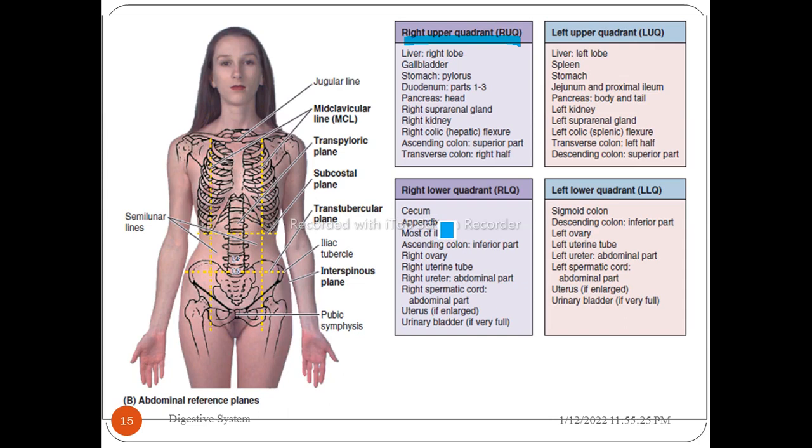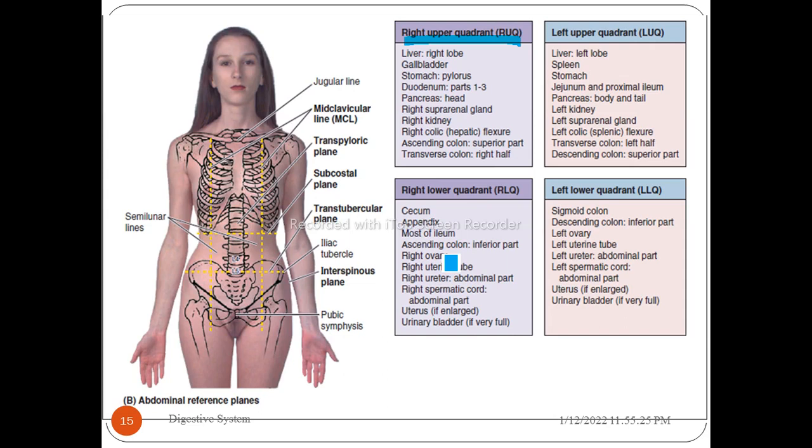Whereas the organs found in the right lower quadrant are cecum, appendix, most of the ileum, inferior part of ascending colon, right ovary, right uterine tube, abdominal part of right ureter, abdominal part of right spermatic cord, uterus if it is enlarged, and urinary bladder if it is full.